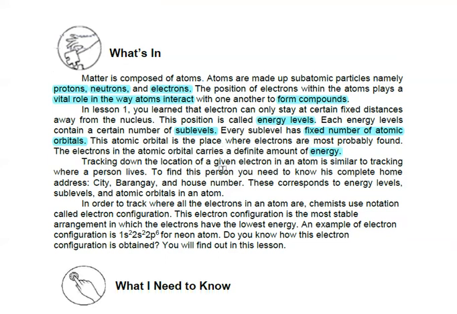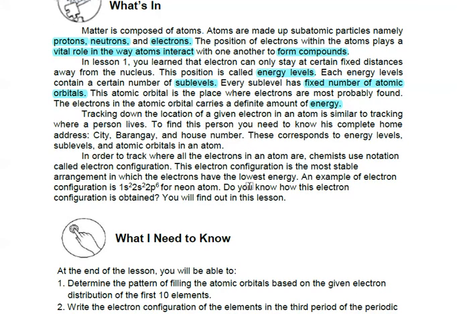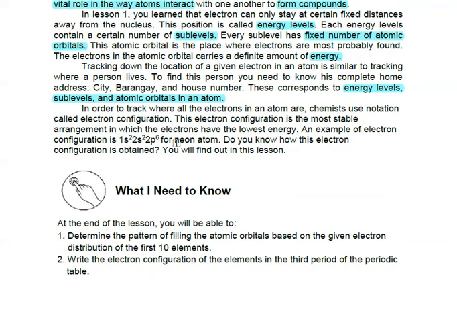Now, to track down the location of a given electron in an atom is similar to tracking where a person lives. So, you need to find out where you can find it, and as such, you will need to use energy levels, sublevels, and atomic orbitals. So, here is an example of an electron configuration. To track this down, they use the notation called electron configuration. Electron configuration is the most stable arrangement in which electrons have the lowest energy.